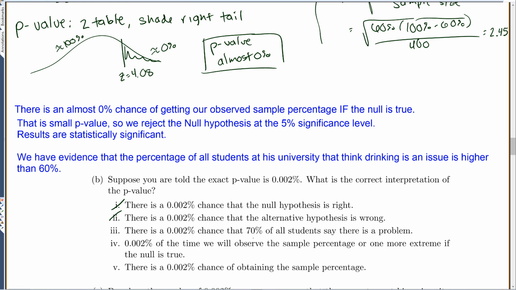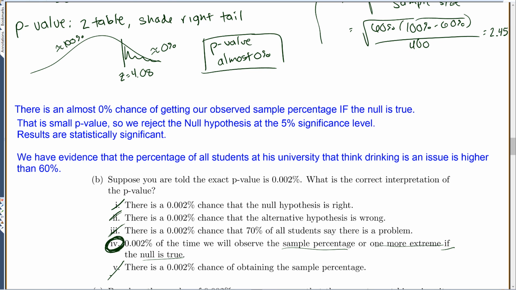Okay, while you're reading these, don't think about what sounds logical. You'll mess yourself up. It doesn't matter if any of these sound logical if it's not what we wrote. So it has to be something like a 0% chance of getting our sample percentage if the null is true. Anything else has to be wrong. So like this one, 0.02% chance of obtaining our sample percentage. Close, but still not right. 0.002% of the time we'll observe the sample percentage that we got, or one more extreme. Oh, I didn't write that up above because sometimes we forget to write that part down. If the null is true.